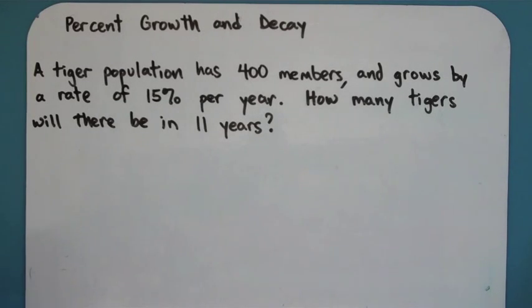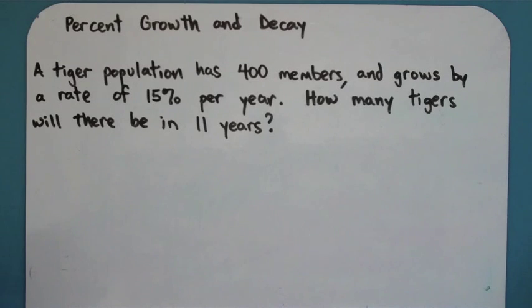Sometimes in word problems, you may have a situation where something is going up or down repeatedly by the same percentage. This is an example of something that can be modeled with an exponential function, as we'll find out later in the video. Let's say we had a tiger population. There were 400 tigers, and every year the number of tigers goes up by 15%.